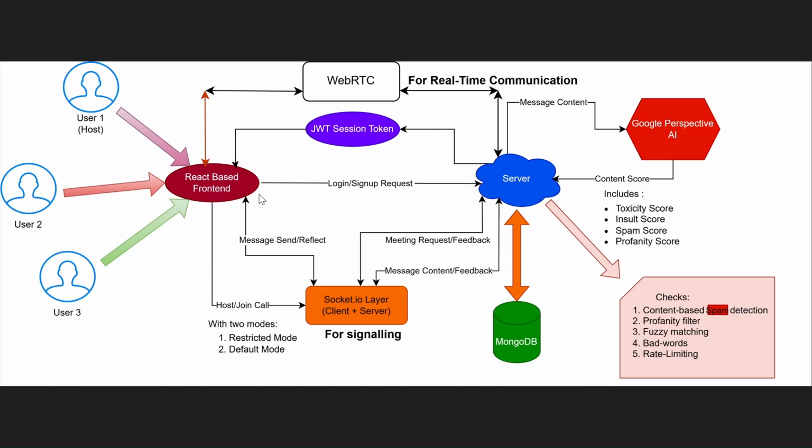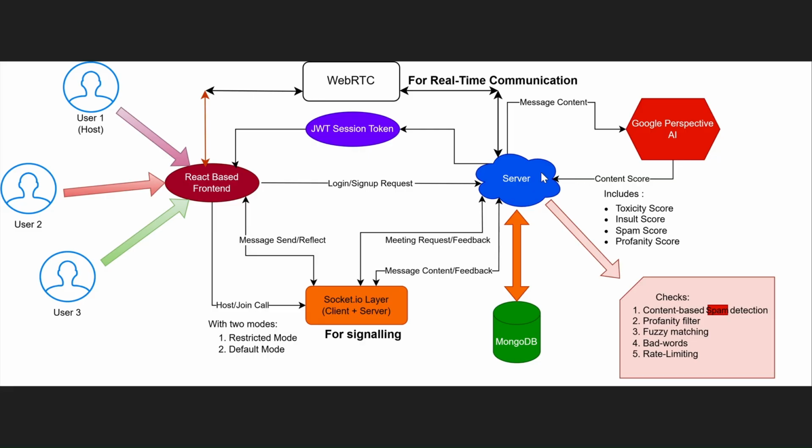Now, whenever a chat message is sent, it first goes to the backend server through the Socket.io layer, and here the message passes through multiple moderation checks: rate limiting, profanity filtering, fuzzy similarity matching, bad word detection. Along with these rule-based checks, the message content is also sent to the Google Perspective API, which returns scores like toxicity score, insult score, spam score, profanity score.